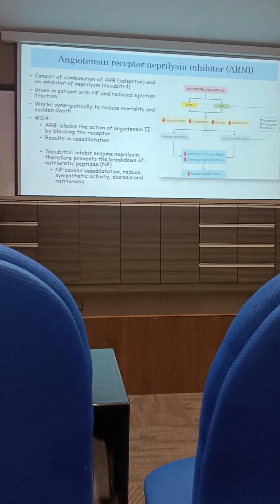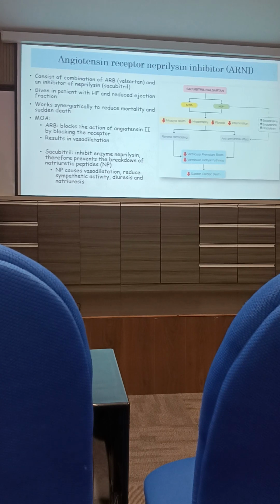So how does it work? You know how ARB works. It blocks the action of angiotensin 2 by blocking the receptor and results in vasodilatation. And sacubitril, they inhibit the enzyme neprilysin. Okay, it prevents the breakdown of natriuretic peptides. So natriuretic peptides cause vasodilatation. Like angiotensin 2 earlier, it causes vasoconstriction.